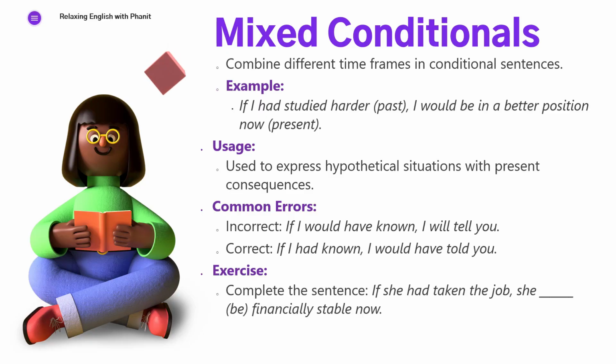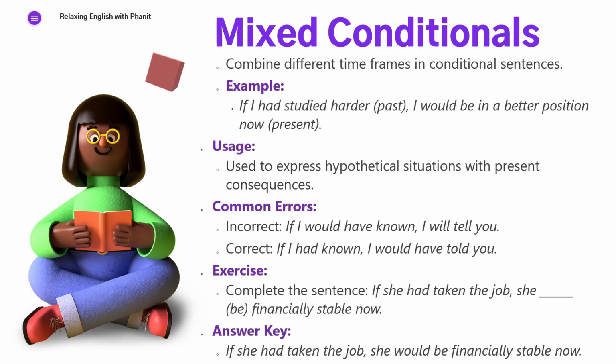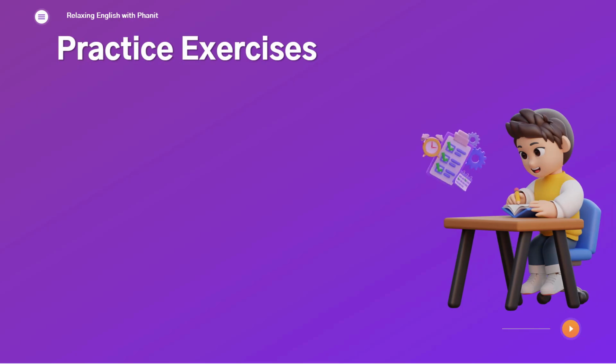Let's practice. Complete this sentence. If she had taken the job, she be financially stable now. Pause and think. The answer is, "If she had taken the job, she would be financially stable now." Great work. Now it's time to put everything into practice.